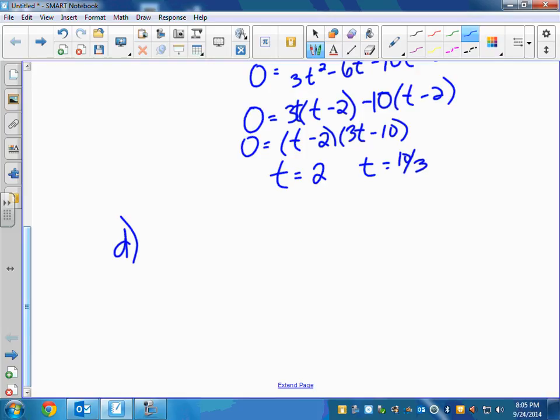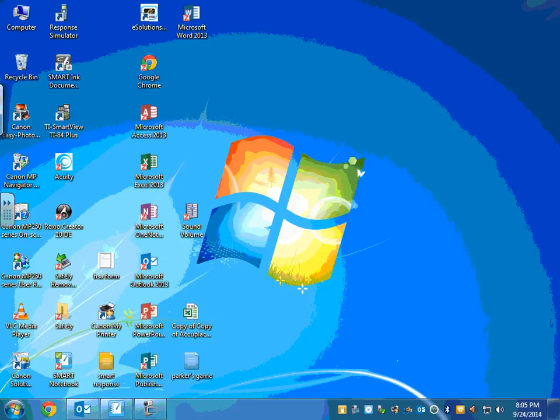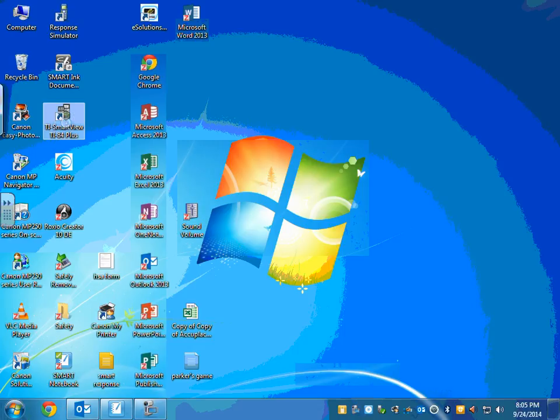An easy way to tell that is to look at the graph of the velocity. So if you have your graphing calculator, which I'm going to see if I can pull up here really quickly. Hopefully this still records while I do this. Graphing calculator.